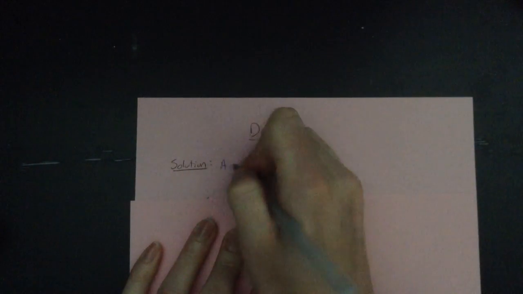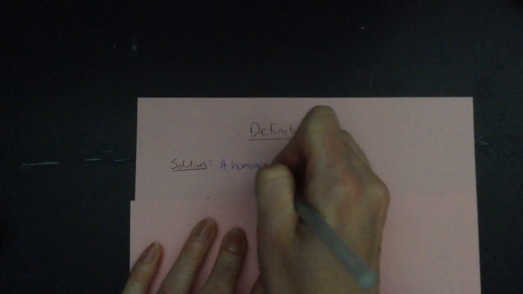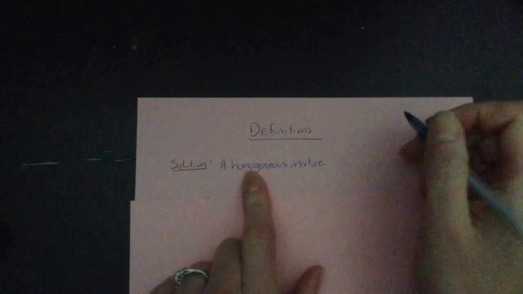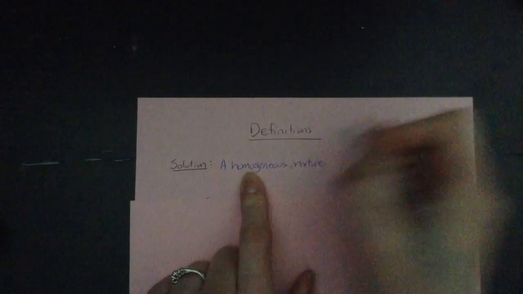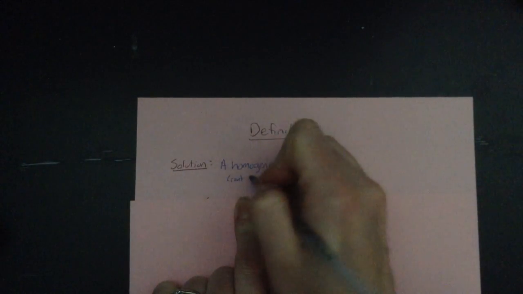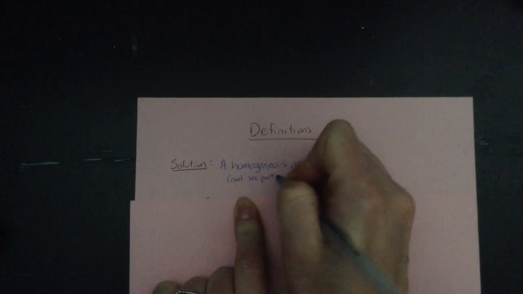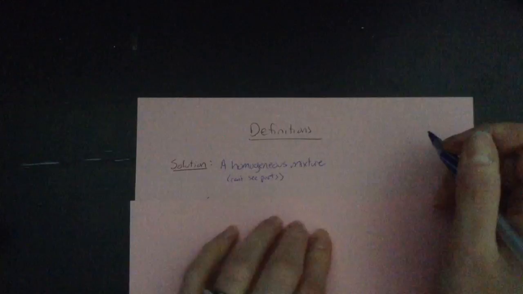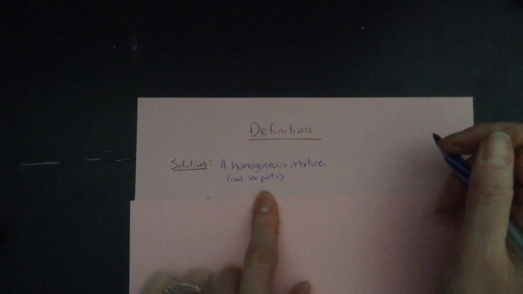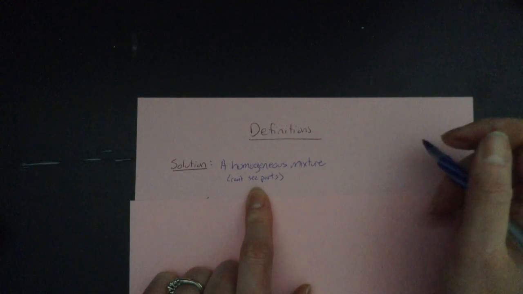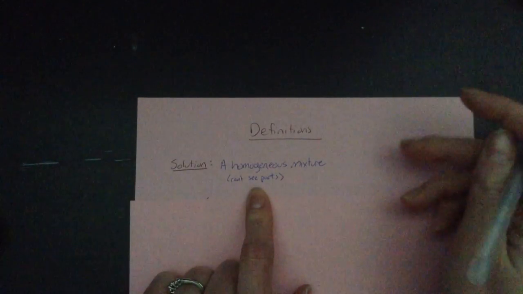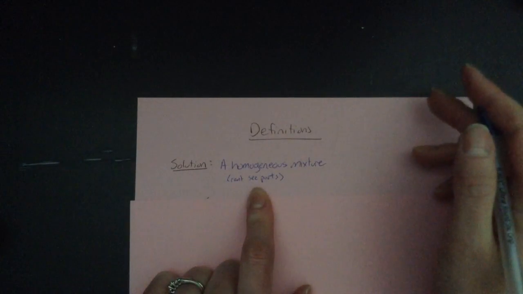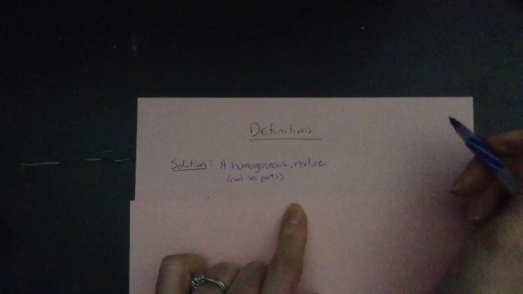A solution is a homogeneous mixture. You might remember homogeneous mixture from last semester. In a homogeneous mixture, you can't see the parts. All these samples are uniform. It's uniform throughout, so it's a homogeneous mixture. And in a solution, that is the case. The opposite of a homogeneous mixture is a heterogeneous mixture, and in that one you can see the pieces. Think about a chocolate chip cookie. You can see the chocolate chips. There's definitely different parts. In a solution, that's not the case. You can't see the pieces.